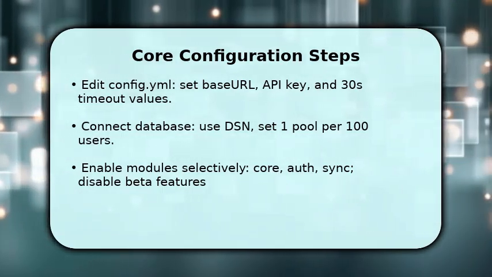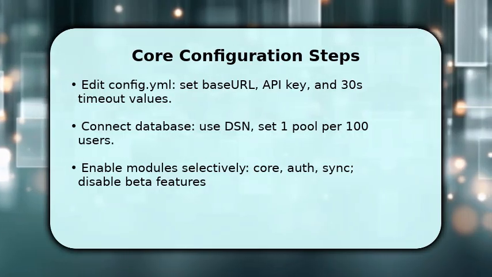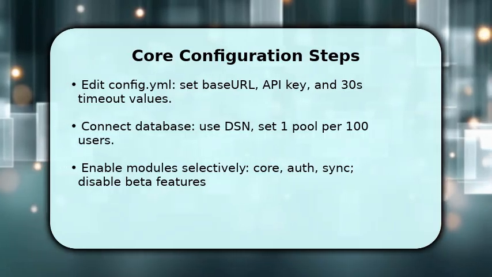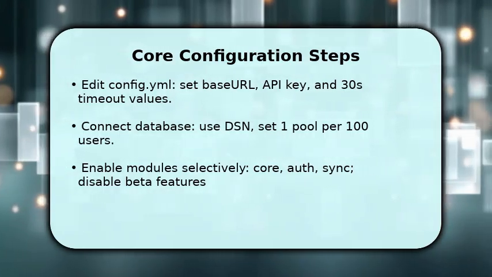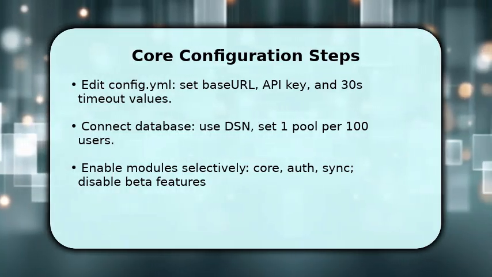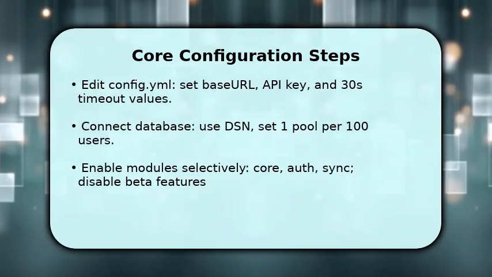Next, connect the database using your DSN and tune connection pools. Start with one pool per 100 active users. Then enable only the modules you need. Core, auth, sync. Leave beta features off until stable. Make sure to save and run a quick validation command so you catch syntax errors before continuing.